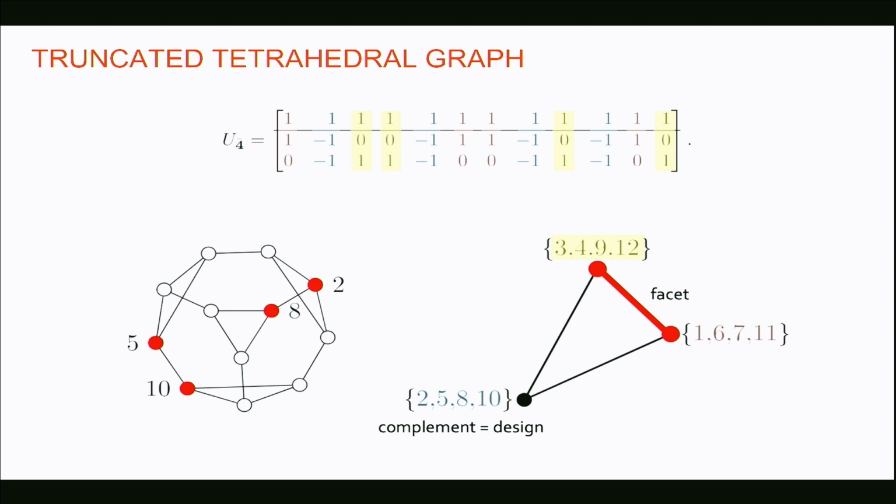So if I want to get a minimal design, I look at a facet. I look at the indices that are complementary to it, which is this, 2, 5, 8, 10. And here you see the minimal design. Okay. So this is the theorem, that there is a polytope that organizes all of these designs. And now using this, you can do various things.